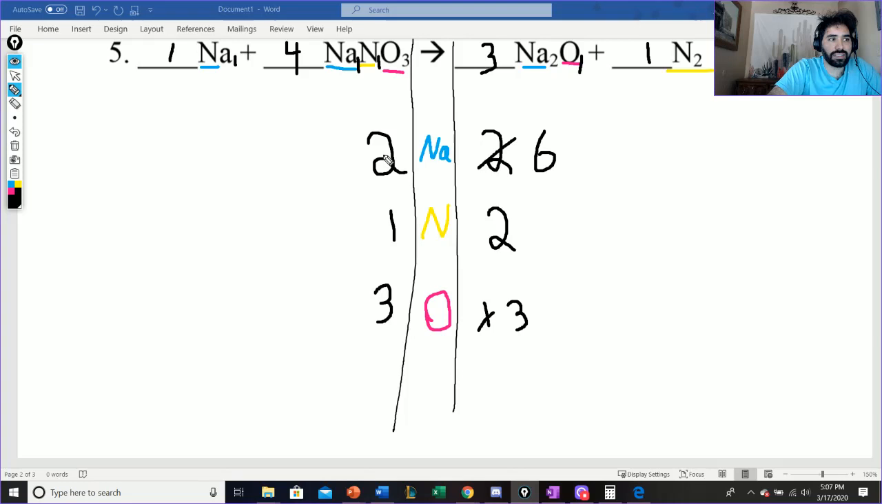But what can I do to get myself 6 sodiums? I could also change this number from a 1 to a 2. And so that'll give me 2 times 1 plus 4 times 1. That'll give me 6 total sodiums. And since I changed everything on the left-hand side, I'm just going to recount everything on the left-hand side. 4 times 1, now I have 4 nitrogens. And 4 times 3, now I have 12 oxygens.